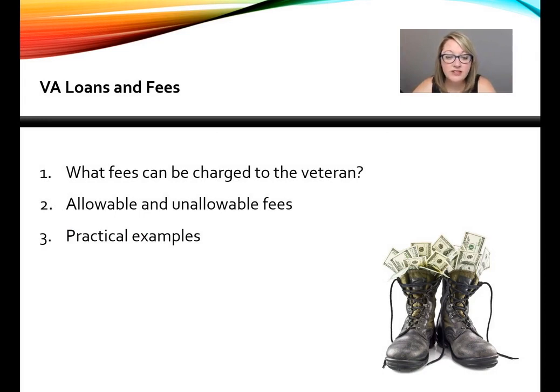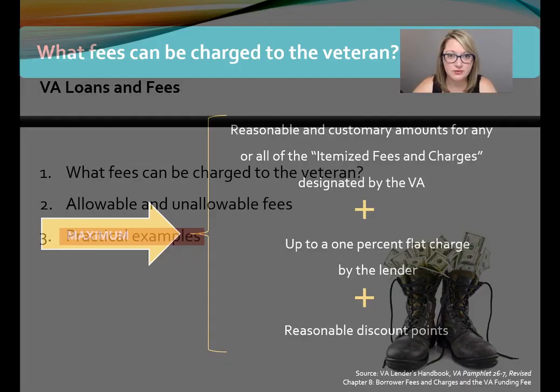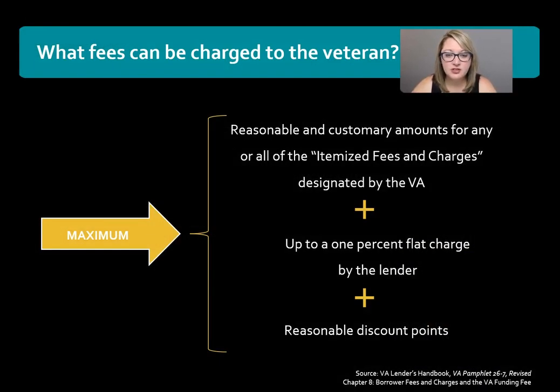We now know what fees can be charged to the veteran. We know the difference between allowable and unallowable fees. Now let's take a look at some practical examples. And just as a reminder, there are three categories that factor into the maximum that can be charged to the veteran according to VA guidelines. So first is the itemized fees and charges, plus the up to 1% lender flat charge and reasonable discount points. So keep that in mind as we're going through this example.